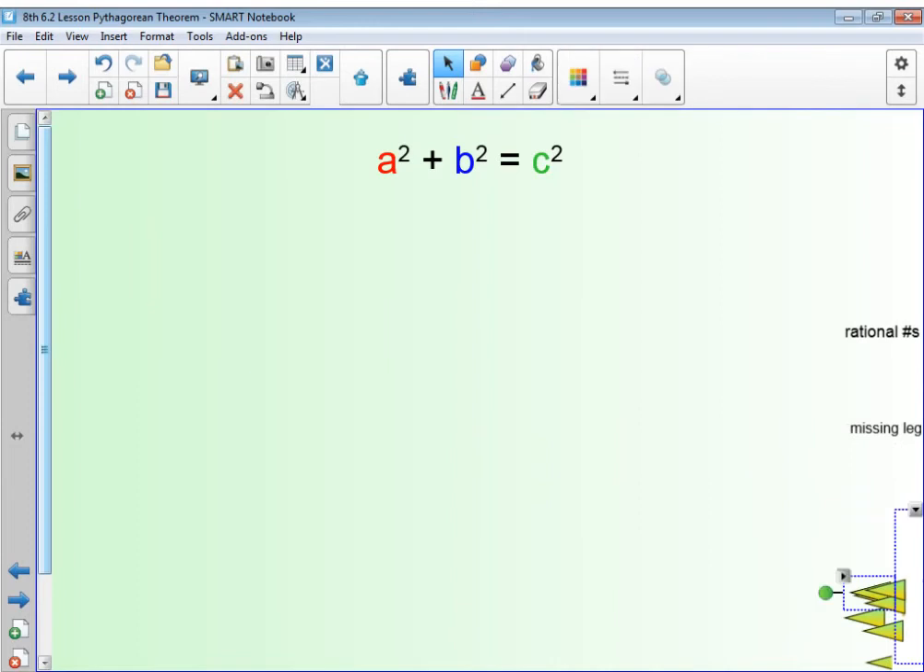Basically, out of this lesson, you're working through solving A squared plus B squared equals C squared, where these two are your legs and this is your hypotenuse. That's your longest side. Your legs make up your right angle, so make sure that you're identifying your two lengths that are making up the right angle and plugging those in.